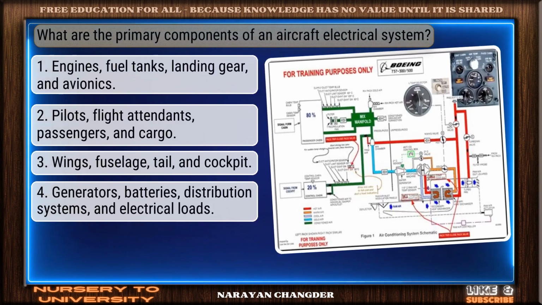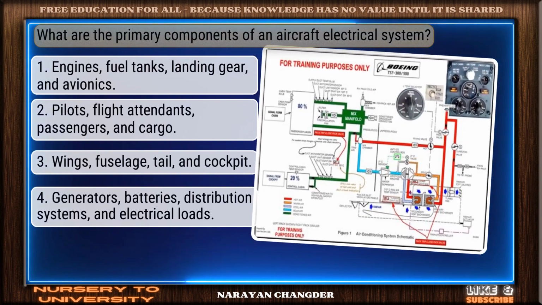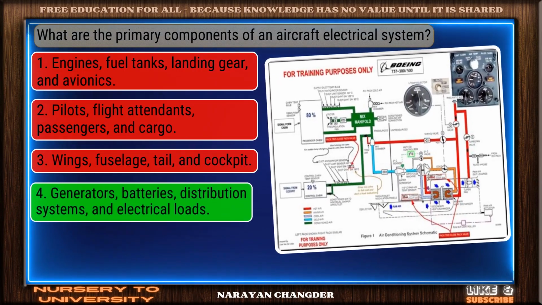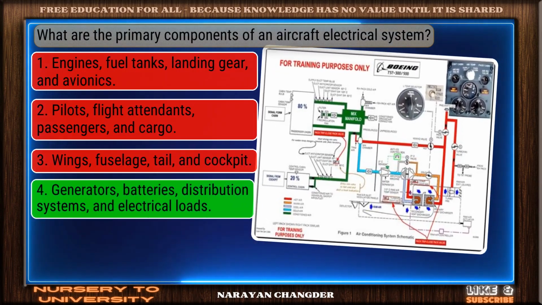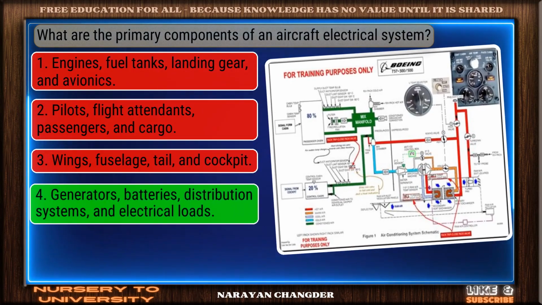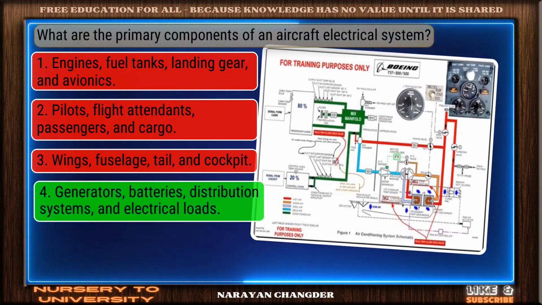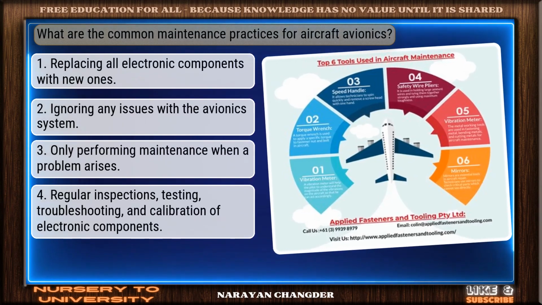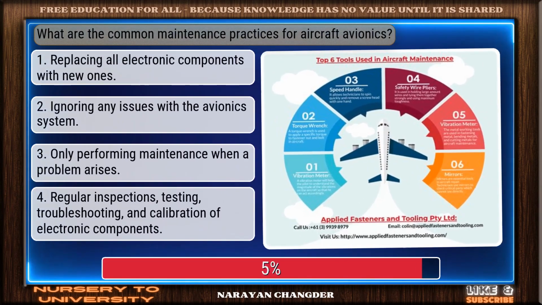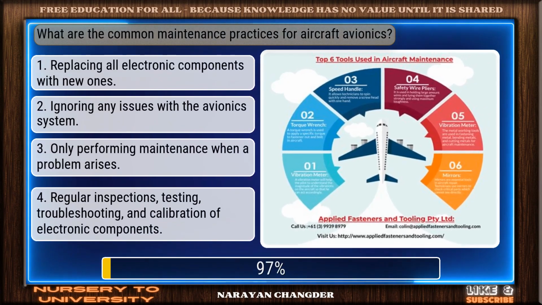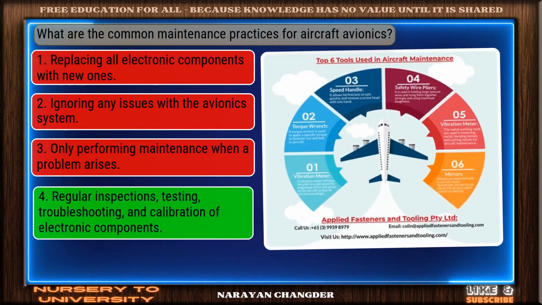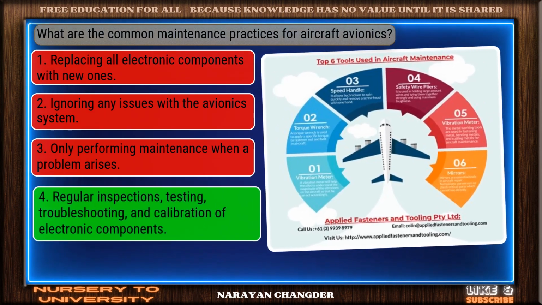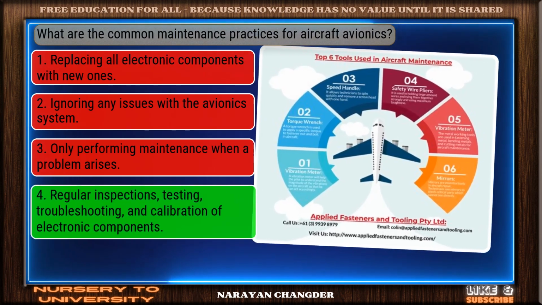What are the primary components of an aircraft electrical system? Clear logic. Your choice generators, batteries, distribution systems, and electrical loads is sound and 100% true. What are the common maintenance practices for aircraft avionics? Excellent. Regular inspections, testing, troubleshooting, and calibration of electronic components is a brilliant choice.